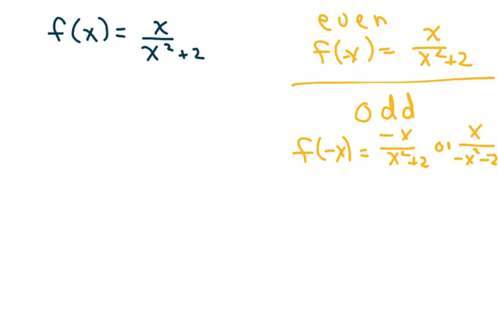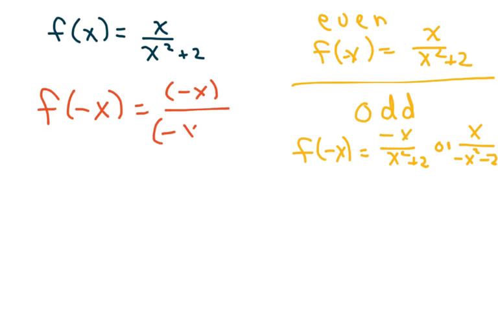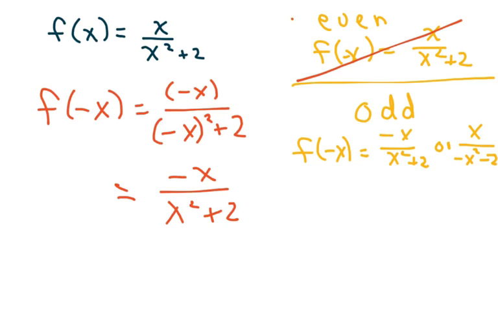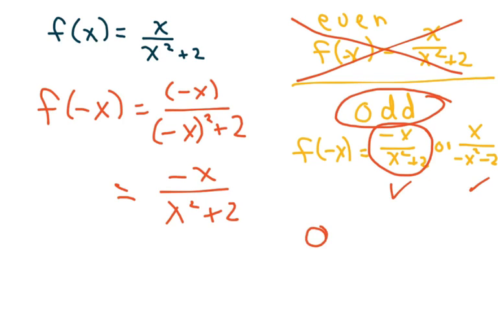Okay, so now let's do the test. Everywhere there's an x, I put negative x. So what I get is negative x over x squared plus 2. Well, it doesn't look like my even, so it's not even. Does it look like one of these two? Yes, it does look like this one here. So my answer is this is an odd function.